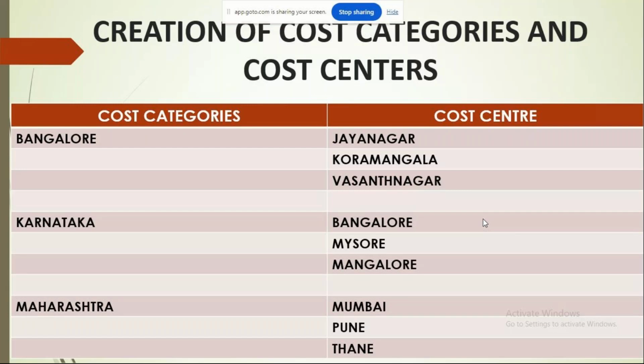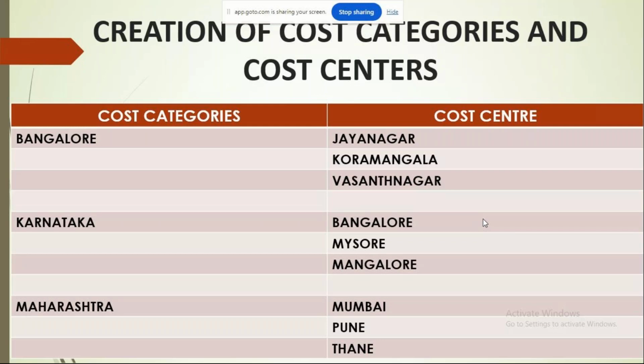Suppose I take Bangalore as the cost category, then I've taken Jayanagar, Koramangala and Vasanthnagar as my cost centers. If my outlets are in Bangalore, Mysore and Mangalore, my cost category becomes Karnataka. Of course, defining the cost category is left to our choice. I've just given you the basic clarification here. And if I take Mumbai, Pune, and Thane, I can consider Maharashtra as my cost category. So this is a simple application of cost categories and cost centers.